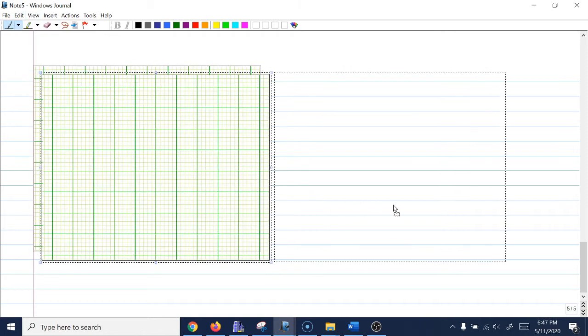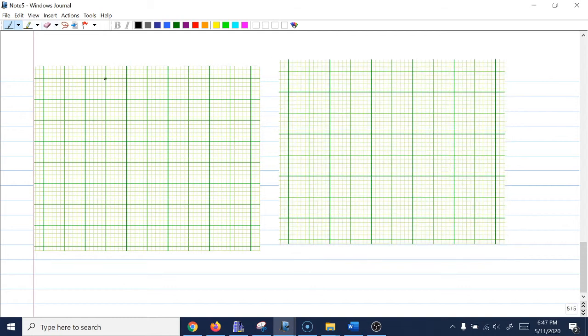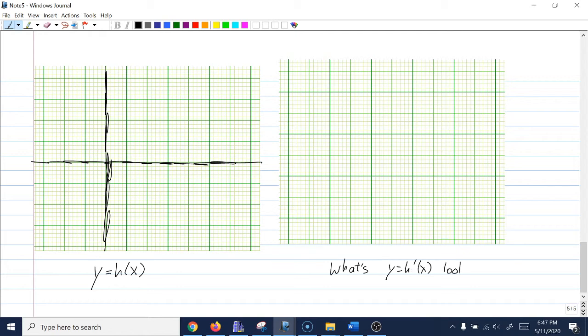There's going to be versions of this problem in the homework where we do the same thing, but we don't even put units on the y-axis. Here's y equals h of x looks like this. What's y equals h prime of x look like?